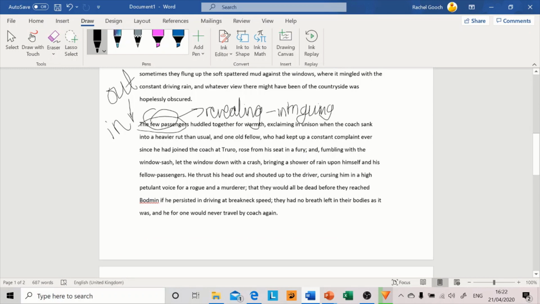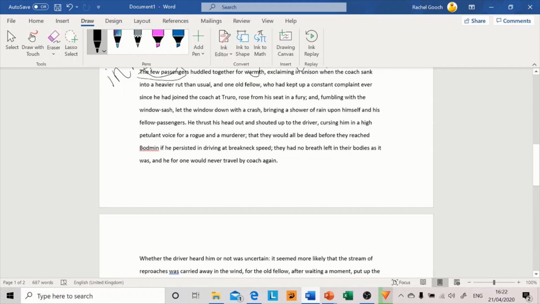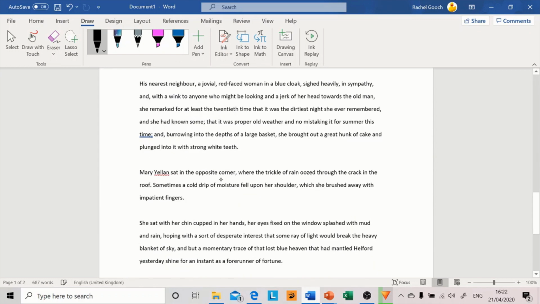And we learn about lots of different characters. So what's the effect of introducing all these characters? We get an understanding, we can picture what it's like inside the coach. We can picture the kind of hectic nature of it all, and then we keep going through.